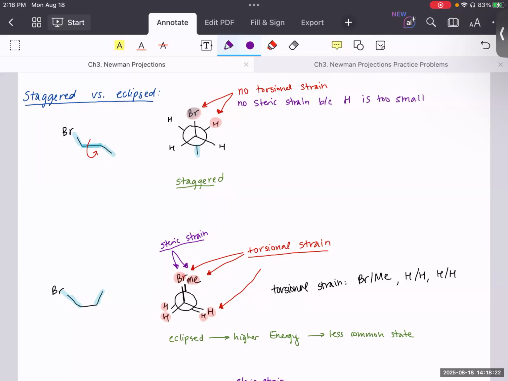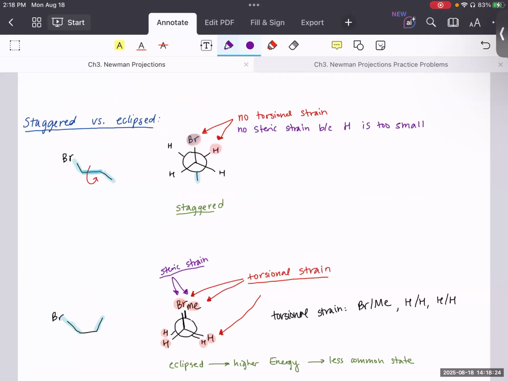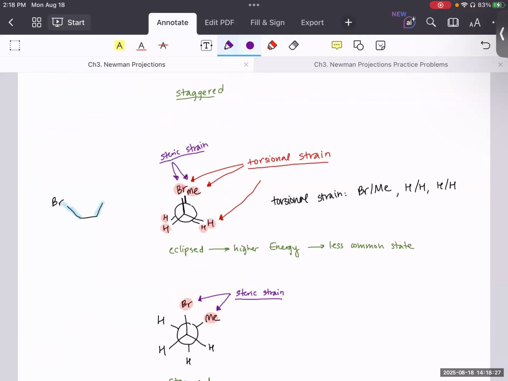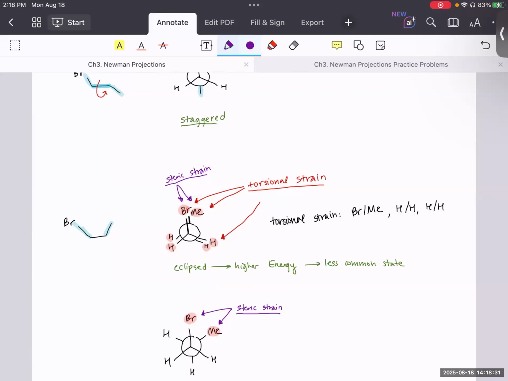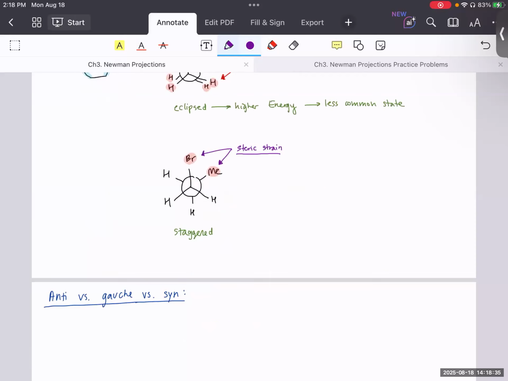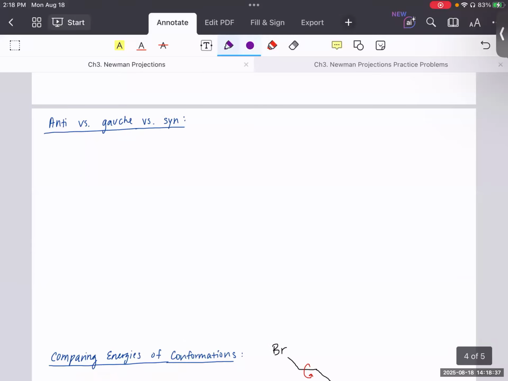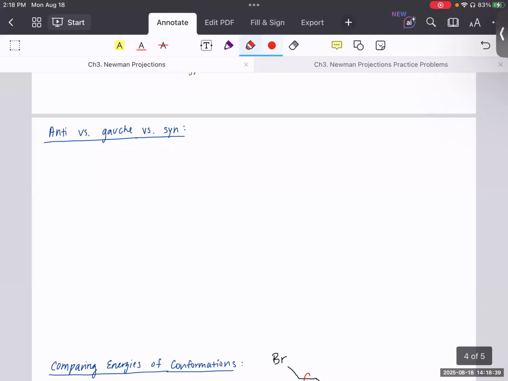All right. So that's a rundown of some of the differences between staggered and eclipsed states and the energies that contribute to that. We'll look at how to calculate the actual energies for a full molecule in the last part of this video. But first, let's go through the differences between these terms. In one of your classes, you might be asked to label different states as anti, gauche, or syn. So let's quickly redraw some of those states from above to help illustrate the difference.